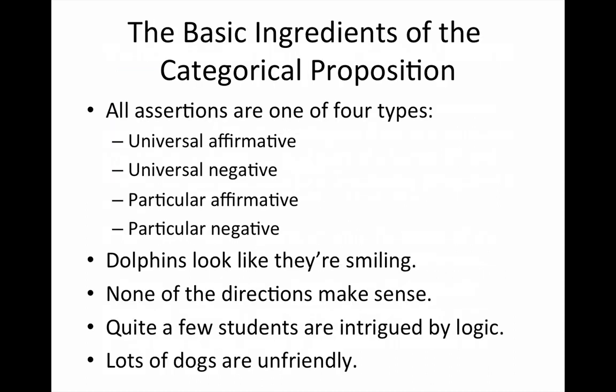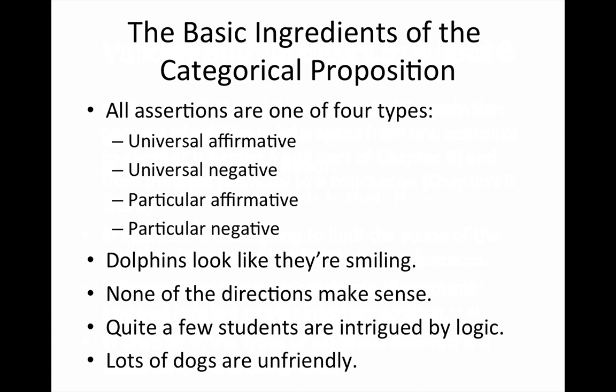What are these four types? We have universal affirmative, universal negative, particular affirmative, and particular negative. Let me give you some examples. Dolphins look like they're smiling is a universal affirmative sentence. None of the directions make sense is a universal negative. Quite a few students are intrigued by logic is a particular affirmative, and lots of dogs are not friendly is a particular negative.